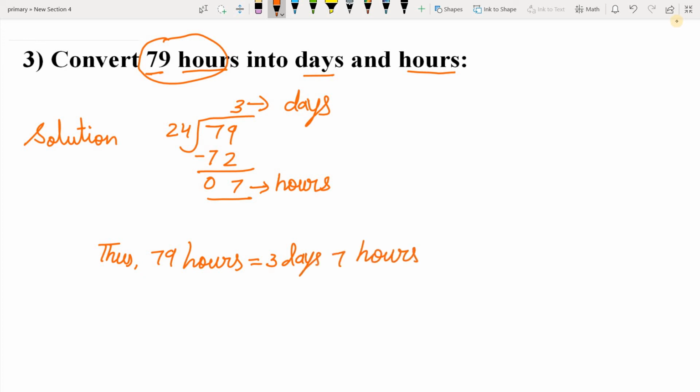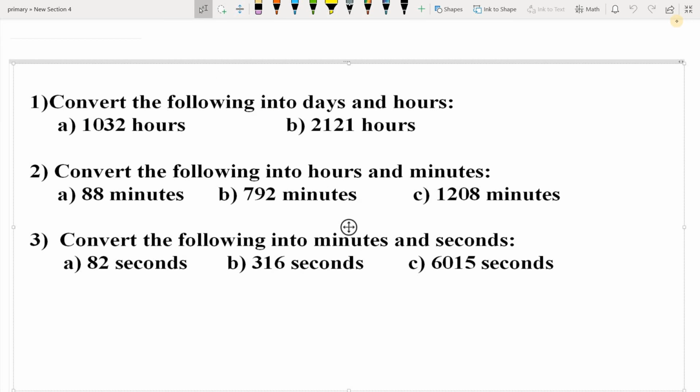So students, this is how you can convert the given time. I hope your concept is clear. Now it's practice time and your questions are here. So pause your video and please solve it.